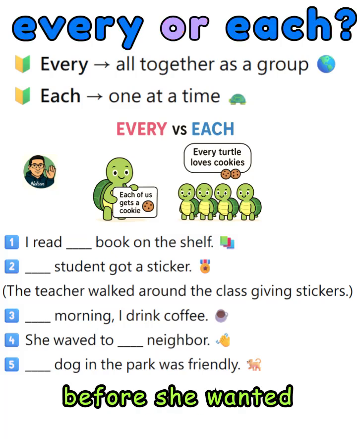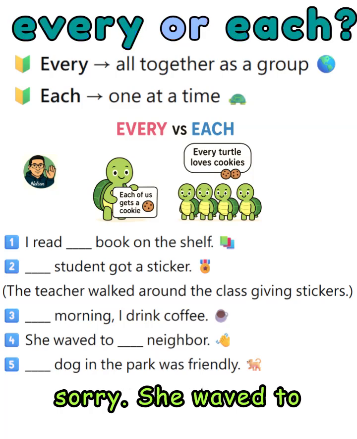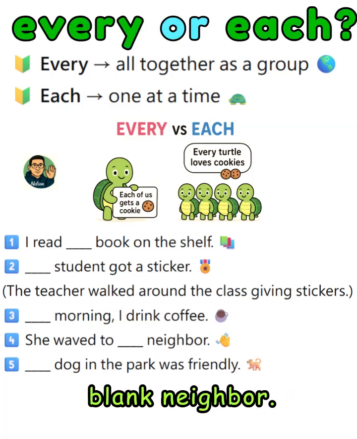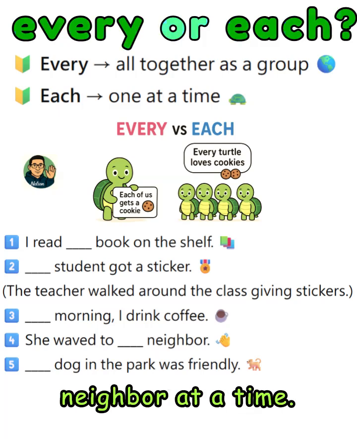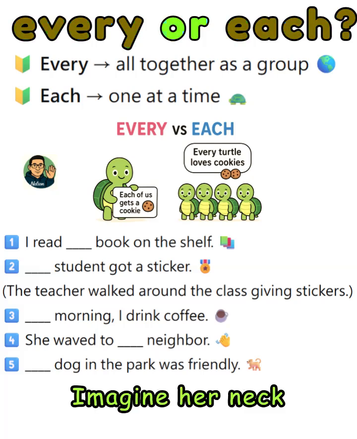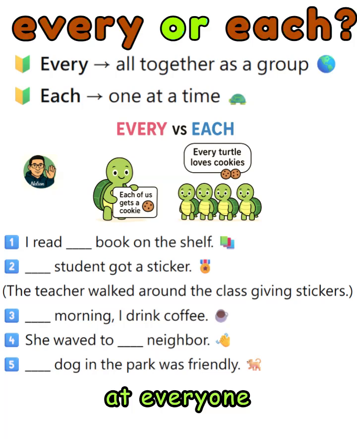Number four, she waved to the blank neighbor. She waved one neighbor at a time. So that's each. Imagine her neck hurting from waving at everyone individually.